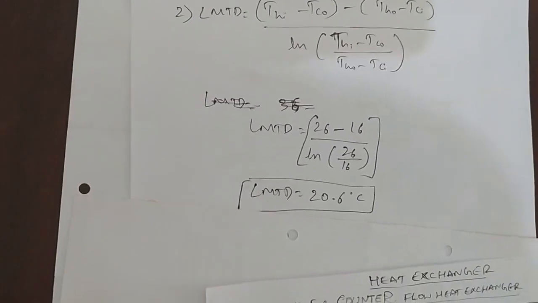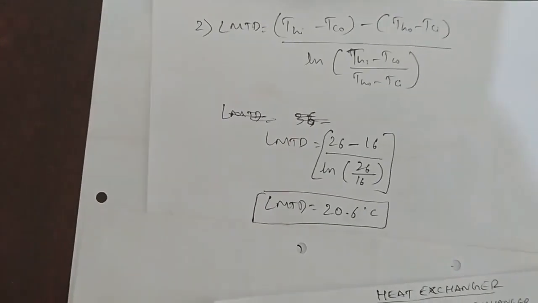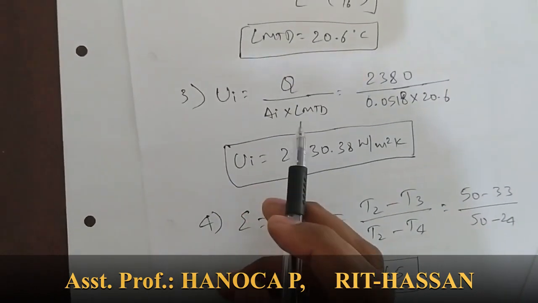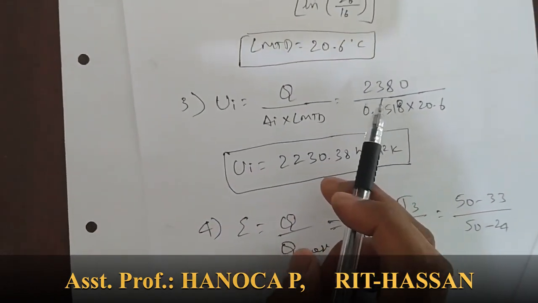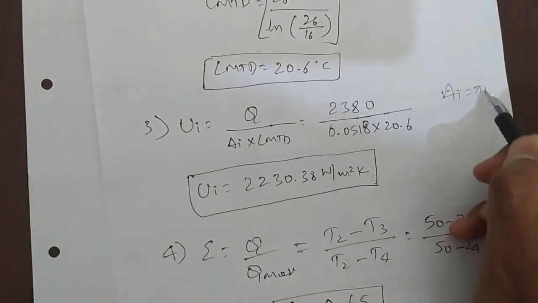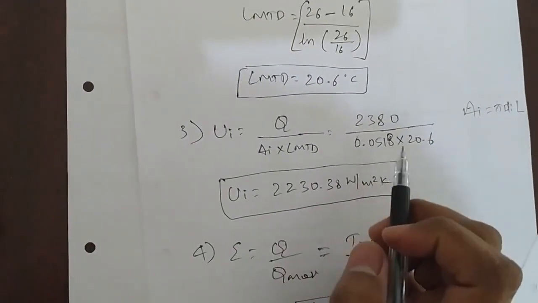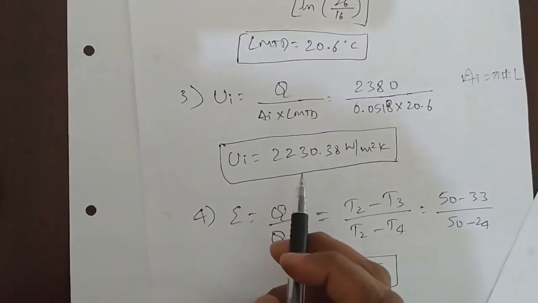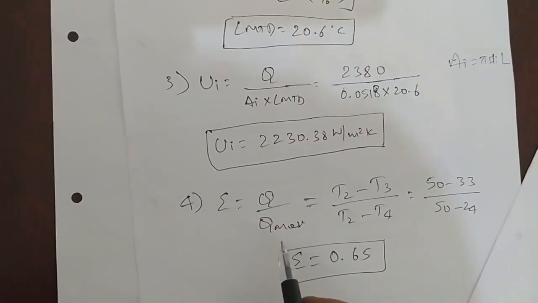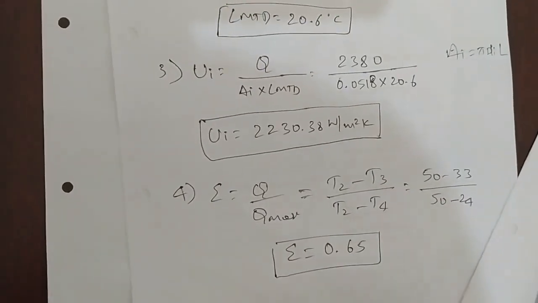After calculating LMTD, next we have to find the overall heat transfer coefficient based on the inner diameter of the inner pipe. Ui is equal to Q divided by Ai into LMTD. You already calculated Q. Ai is what we studied in the last experiment, the same thing, pi di L. Substitute the LMTD and you obtain Ui as 2230.38 watt per meter square Kelvin. Effectiveness is equal to Q by Q max, T2 minus T3 divided by T2 minus T4. Here you obtain effectiveness as 0.65.